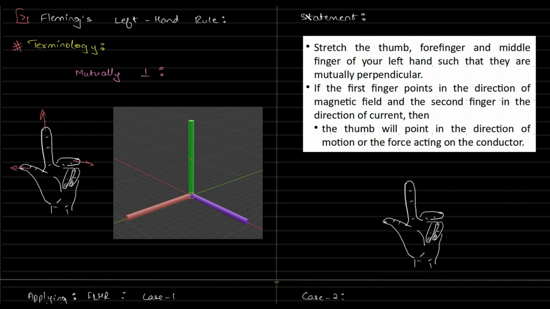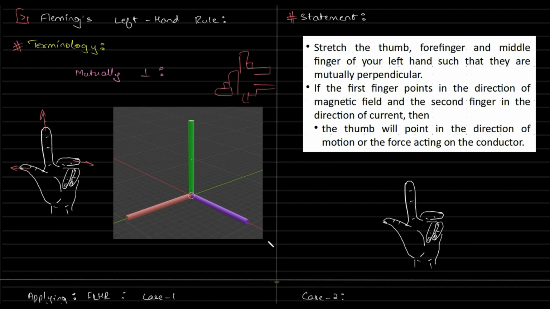So what does the law tell? Kind of simple. Stretch your thumb, forefinger, and the middle finger of your left hand such that they are mutually perpendicular. That we understood. You can turn your hand so that your index and middle finger make an angle of 90 degrees, your thumb and index finger make an angle of 90 degrees, and your middle finger and thumb make an angle of 90 degrees. Try looking at them like how I showed in this 3D view.